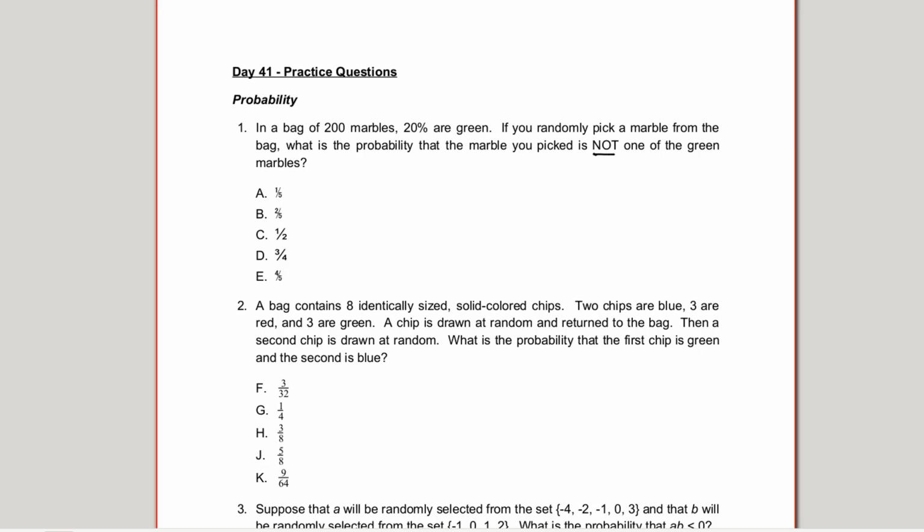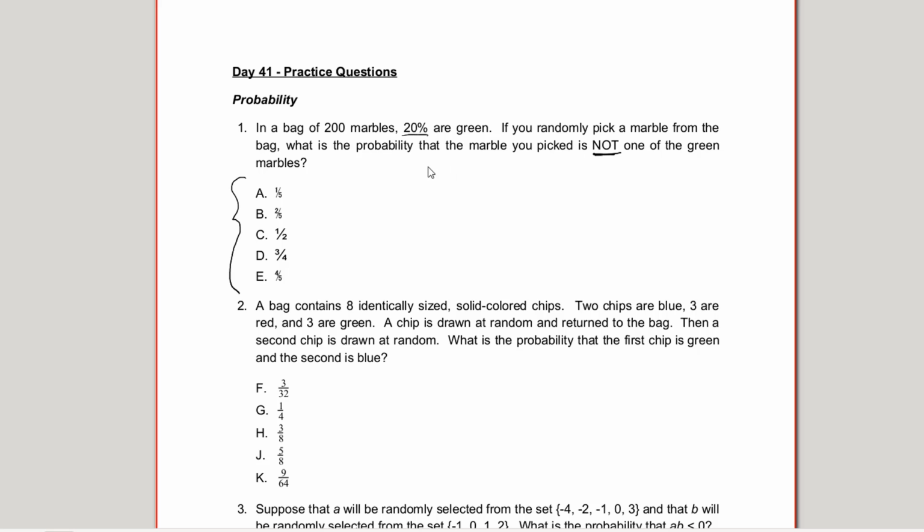So "not" is one of our special keywords we want to pay attention to. And there's a couple of different ways you can approach a question such as this. First of all, I want to call your attention to our answer choices. They are all in fractional form. In our question, we used a percent, so we need to make sure that we're comfortable with percents and fractions.